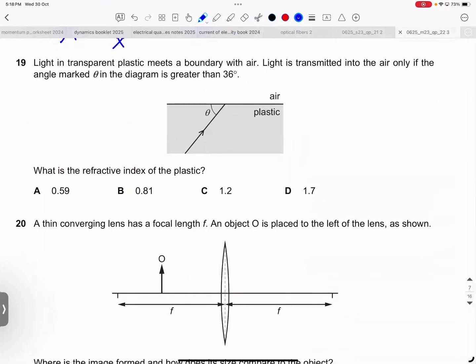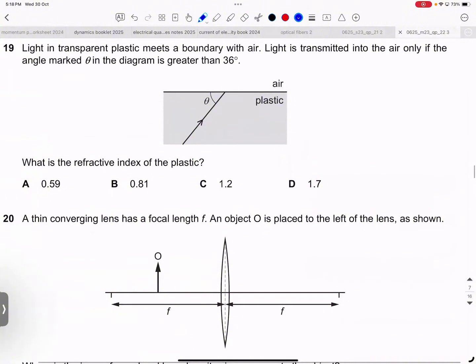Light in transparent plastic meets the boundary with air. Light is transmitted into air only if the angle marked theta is greater than 36. So if this angle is greater than 36 to transmit the light, the angle of incidence will be 90 minus 36, which is 54. Since you want refraction, within 54 there is refraction. After that, no. So this is the critical angle.